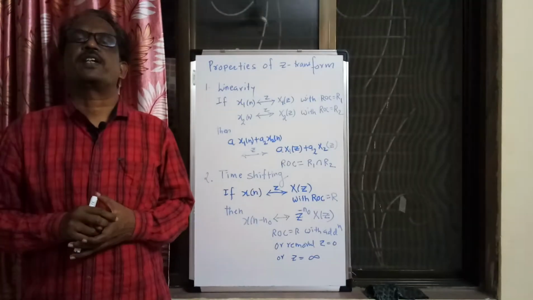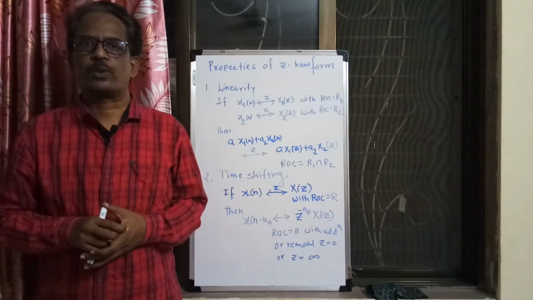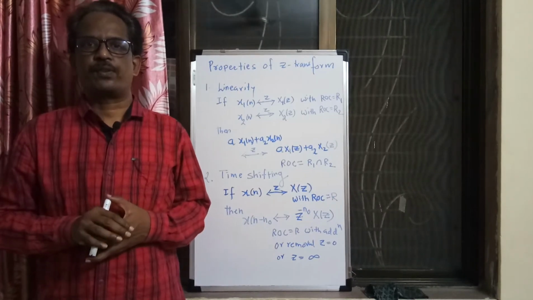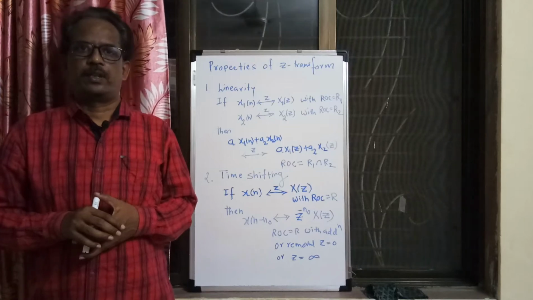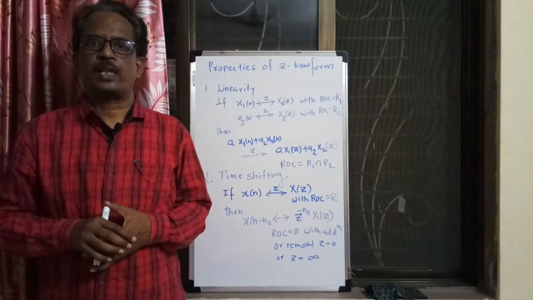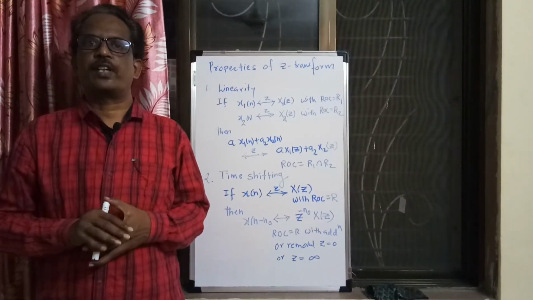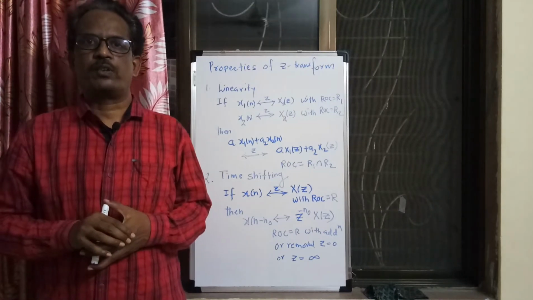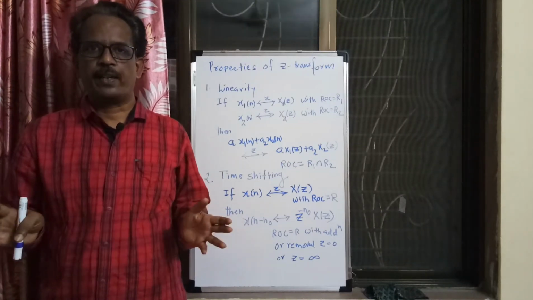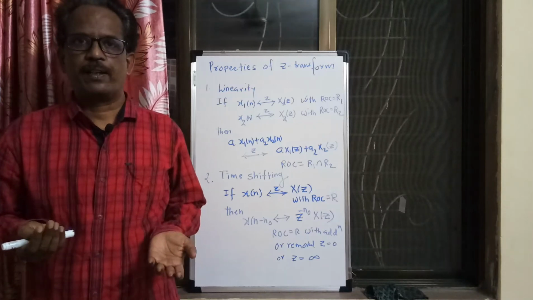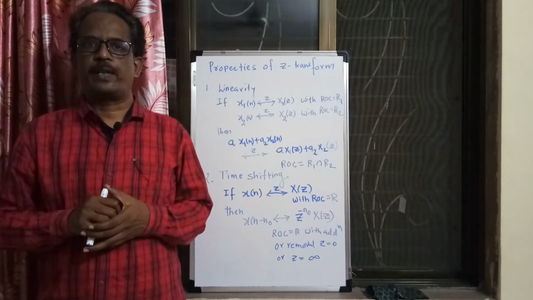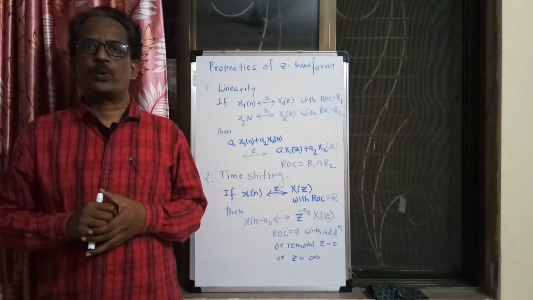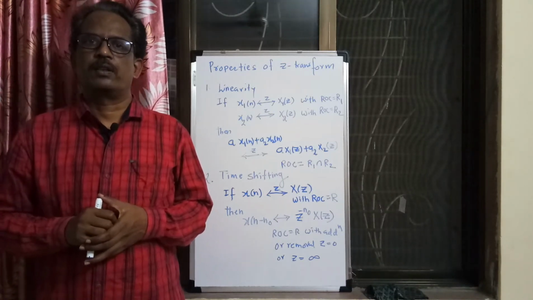When we saw a raised to n u of n, the sequence was causal. In case of a causal sequence, the Z transform we get for a raised to n u of n was 1 divided by 1 minus a z inverse, and ROC was exterior to the circle of radius a. In the second example, x of n equal to minus a raised to n u of minus n minus 1.